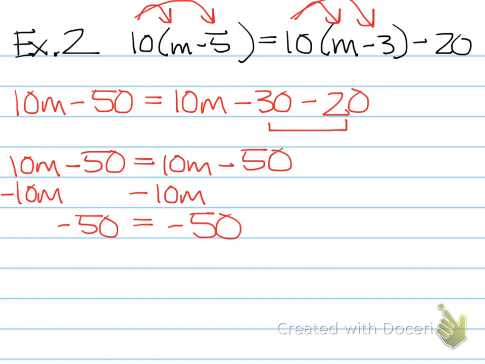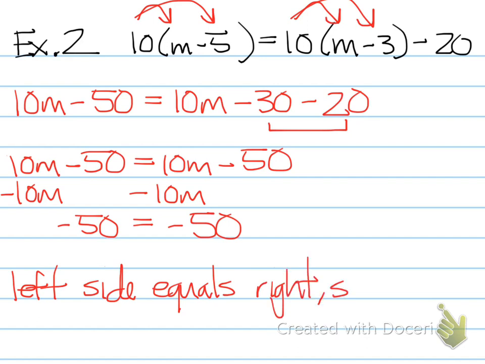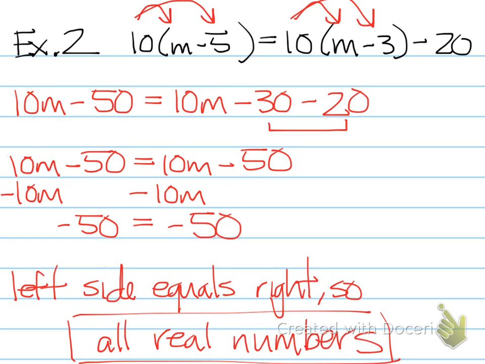Now, whenever you eliminate the variable, when the variable gets canceled out, or you subtract or add and it eliminates the variable, you want to check to see if the left side of the equation equals the right side of the equation. The number that's on the left side, if it equals the number on the right side. And negative 50 does equal negative 50. Therefore, we can conclude that the solution is all real numbers. All right, if the number on the left side of the equation equals the number on the right side of the equation and you don't have a variable anymore, the solution is all real numbers. Any number that we plug in for m will satisfy this equation.